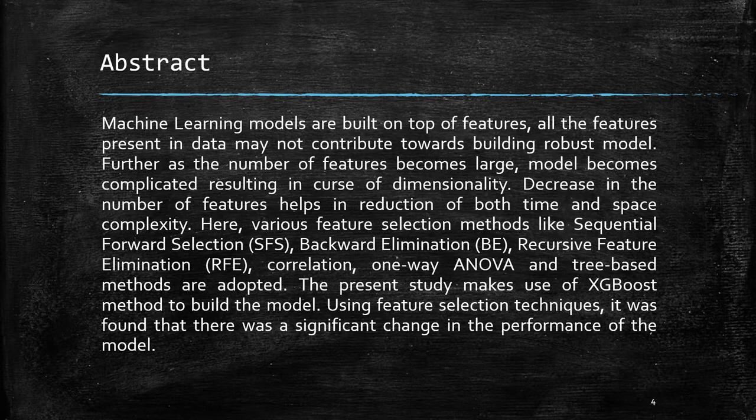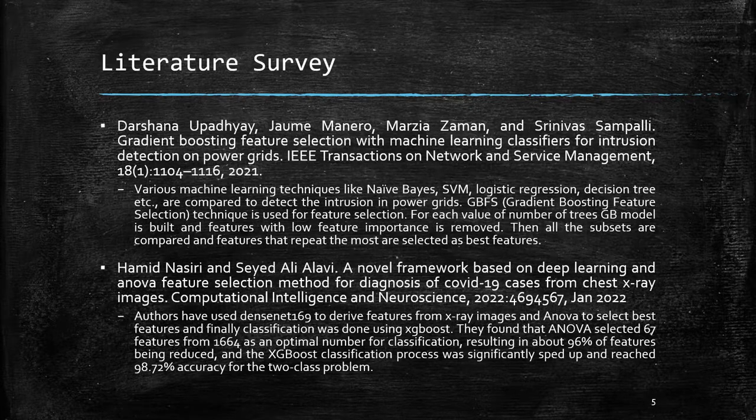In this paper we'll be discussing different feature selection methods like forward selection, backward elimination, recursive feature elimination, correlation, ANOVA, and tree based method, and all these are implemented on top of the XGBoost model. We have used two datasets, the vehicle loan default dataset and the Parkinson dataset, to do the comparison.